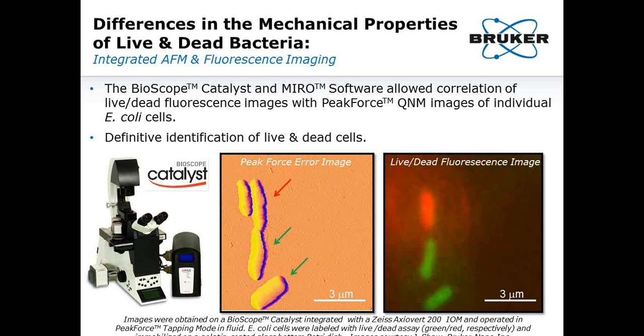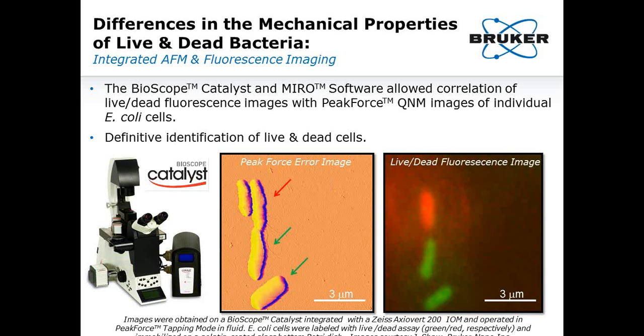This assay allows determination of the viability of bacteria cells by labeling the intracellular DNA of the live bacteria with a membrane permeant dye, which fluoresces green, and labels the DNA of dead bacteria with a membrane impermeant dye, which fluoresces red. The idea being that only the dead cells with a compromised membrane will be labeled with the membrane impermeant red fluorophore.